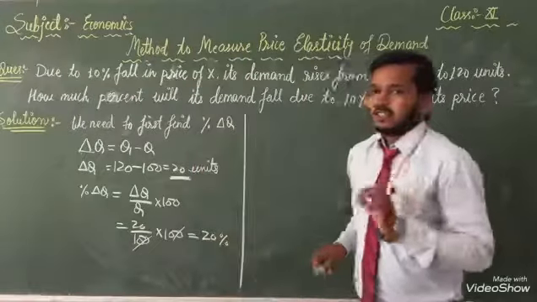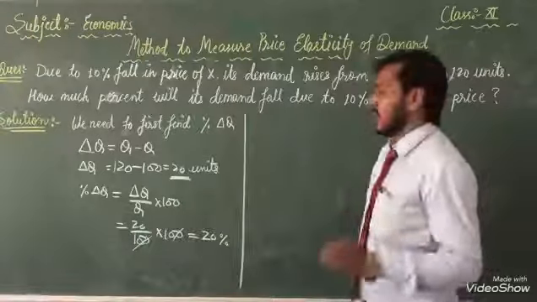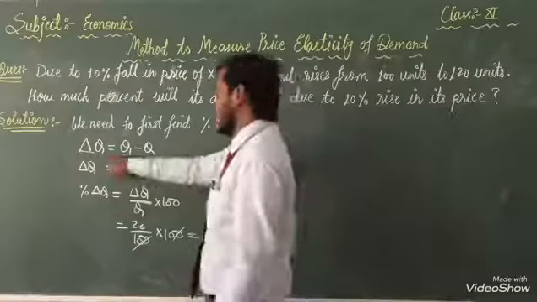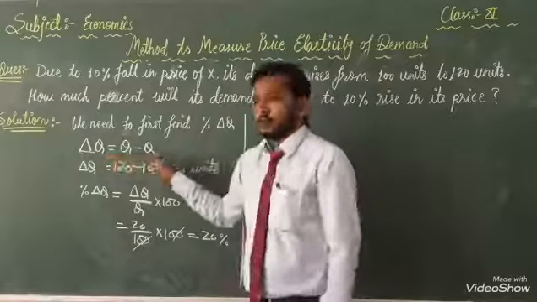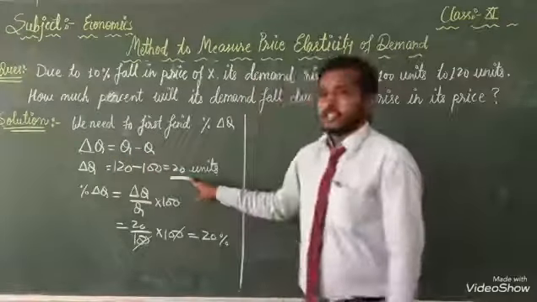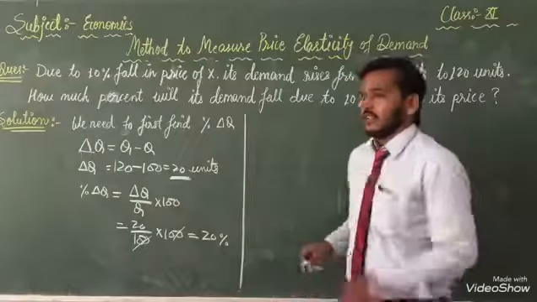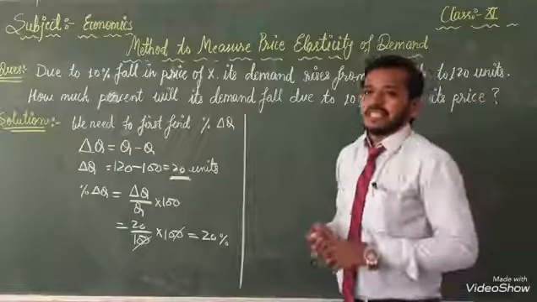So clear? Listen once again how we will calculate. First we will find the value, and we have to put the values of q1 and q. Then you will get 20 units. After that we will calculate how many percentage are here.